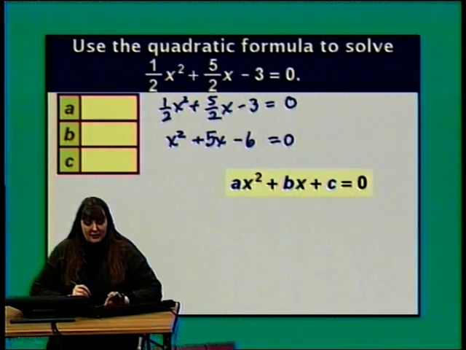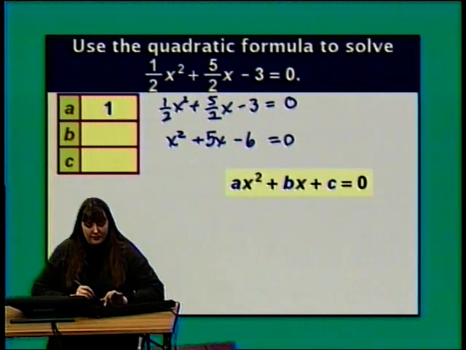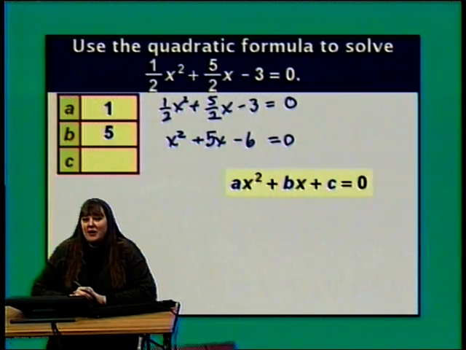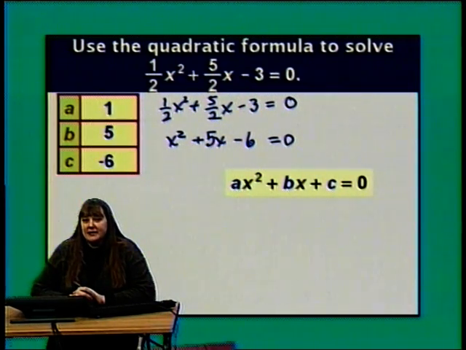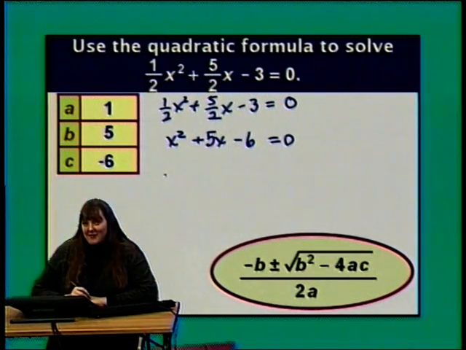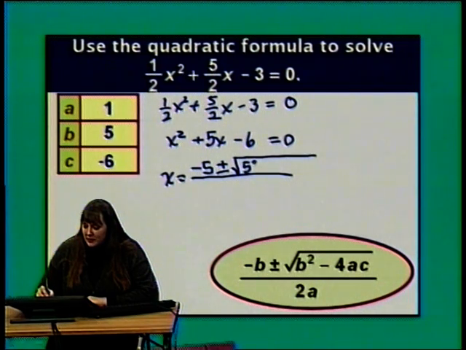So now I see that I have an a value of 1, my coefficient of x squared is 1, a b value of 5, the coefficient of x is 5, and a c value of -6, since the constant is -6. Now when I apply the quadratic formula, I get x equals the opposite of b, that's -5, plus or minus the square root of b squared, that's 5 squared, minus 4ac, that's 4 times 1 times -6.